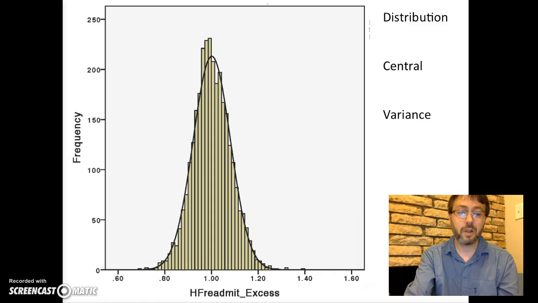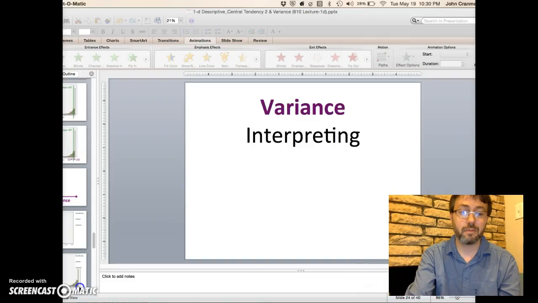So I'd like you to pause the video for a second and just review. How would you describe this distribution? Is it normal, left skewed, or right skewed? What measure of central tendency might best describe it, the median or the mean? And how much variance is there around that measure of central tendency?